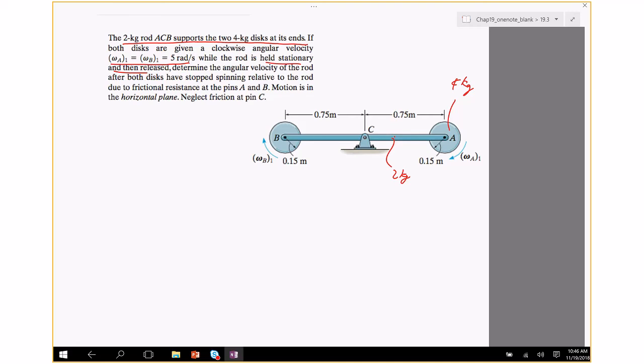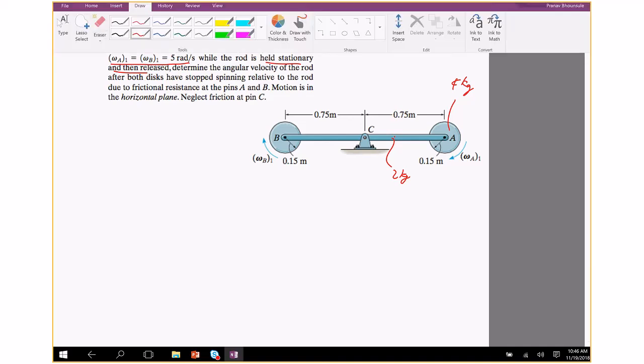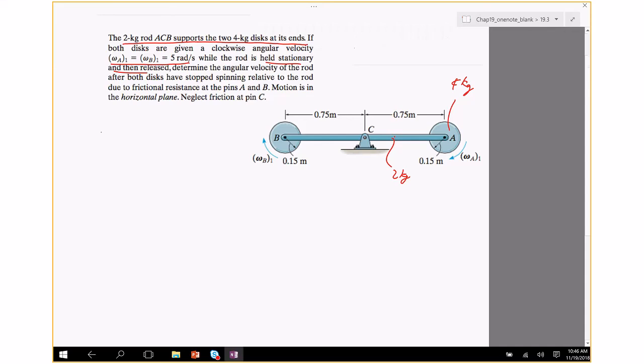Once you let go, what happens is the whole system starts spinning about axis C. So A and B slow down and C picks up speed, and eventually they're all spinning at a certain speed. That is, the B and A disks are stationary relative to the rod, and the whole thing is moving. Okay? You've got to find the speed when that happens. So again, you can do conservation of linear momentum about, my bad, angular momentum, not linear momentum.